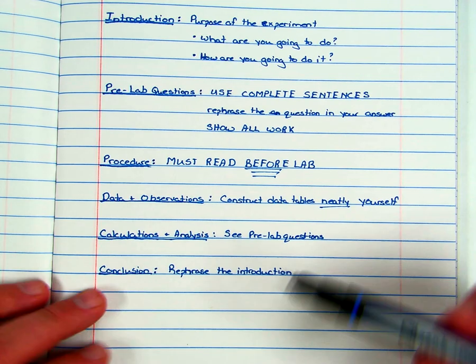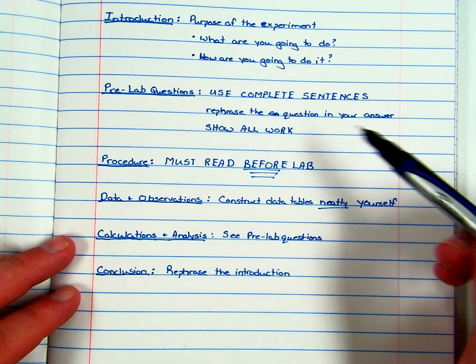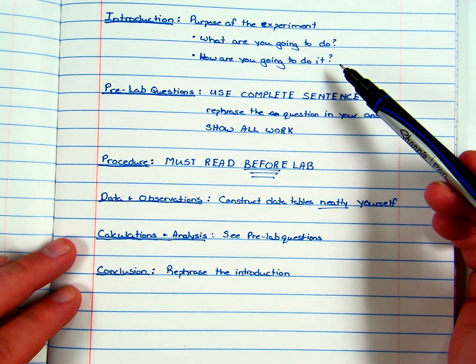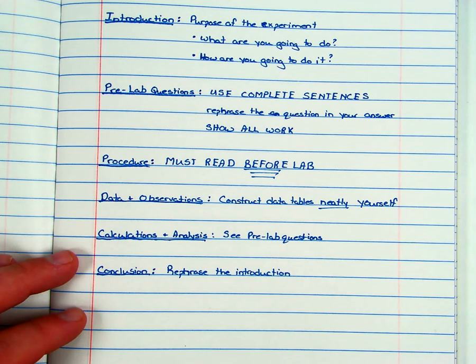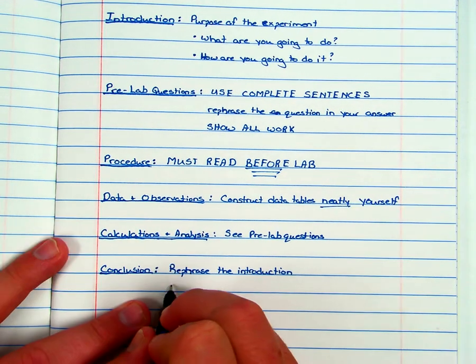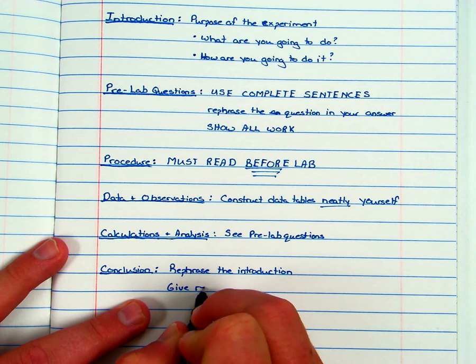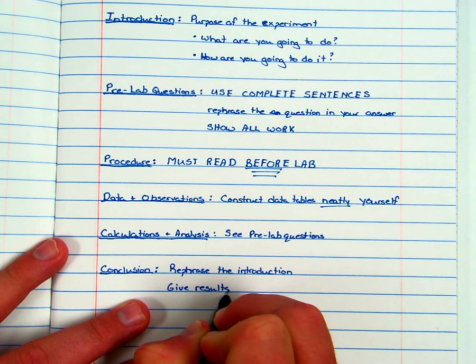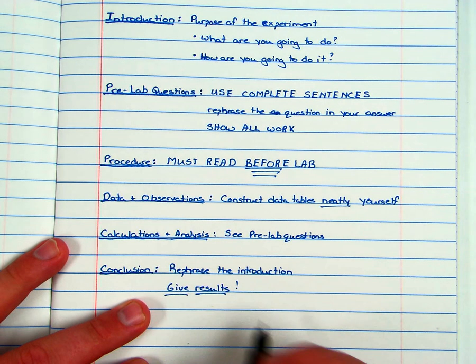You could also write how you did this. We did this by doing this or using that. And then you give the results. Give results. This is something students often forget. Give results. Okay, that is really the main idea of what the conclusion is.